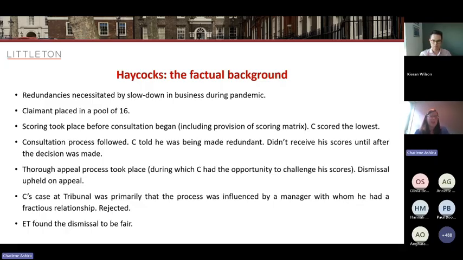So at the EAT hearing itself, the discussion primarily focused on consultation about the ways of avoiding redundancy, such as reduced pay or reduced hours. And that is what in turn led to the introduction of the concept of general workforce consultation in the EAT's judgment.